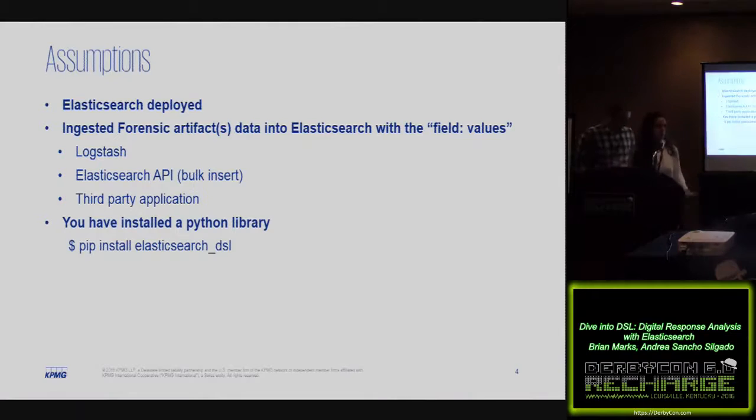We're going to make some assumptions because we only have 20 minutes. We're going to assume you already have Elasticsearch deployed, and you already have artifacts like prefetch, link files, MFT, all that parsed into field value pairs. There are a lot of tools, talks, videos, and documentation for that, so we're not going to cover it. But what we need is the Elasticsearch DSL library for Python. Here's the command just to grab it.